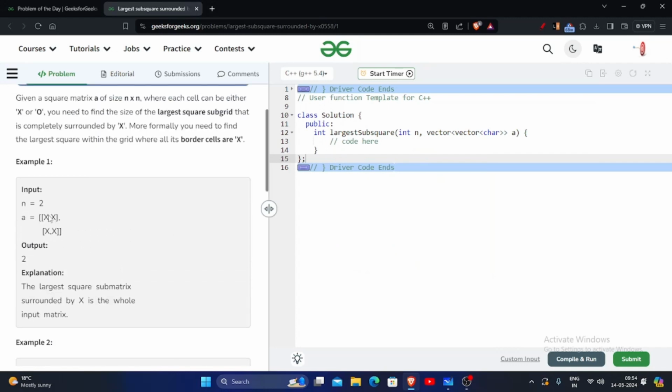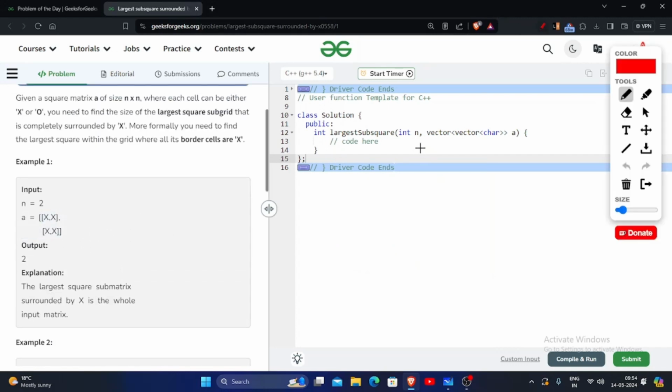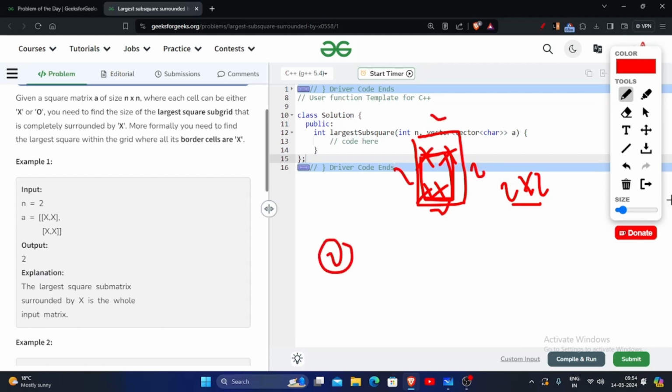So if I look at the very first example, we are given a 2 cross 2 matrix in which all elements are X. So this is an easy one since all are X, and we can actually take this 2 cross 2 matrix since this entire boundary is X, and this is a square matrix. So 2 is the answer from here.